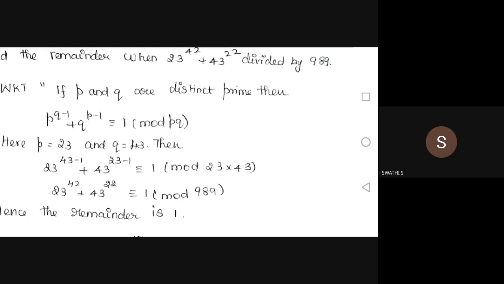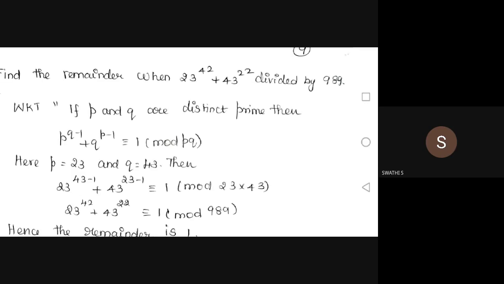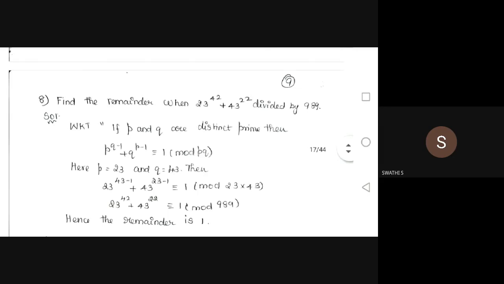So here P is equal to 23 and Q is equal to 43. Then we are able to write 23 to the power 43 minus 1 plus 43 to the power 23 minus 1 is congruent to 1 mod 23 into 43. So 23 into 43 is 989. So on the left side, 23 power 42 plus 43 power 22 is congruent to 1 under mod 989. So here the remainder is 1 when 23 power 42 plus 43 to the power 22 is divided by 989.